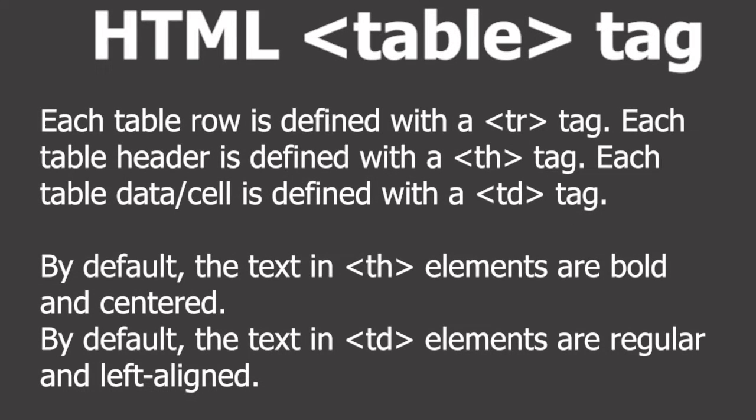The table tag defines an HTML table. Each table row is defined with a TR tag. Each table header is defined with a TH tag. Each table data cell is defined with a TD tag. By default, the text in TH elements is bold and centered. By default, the text in TD elements is regular and left-aligned.